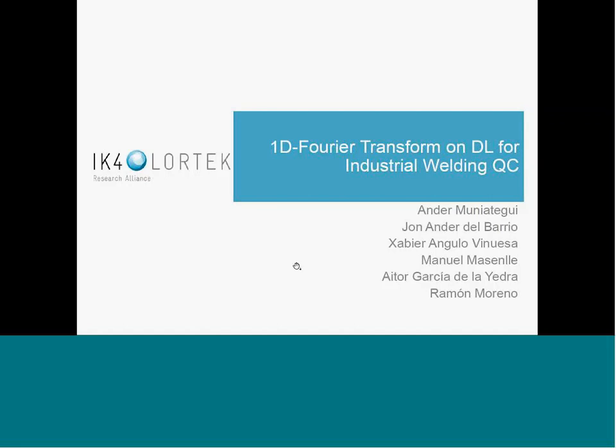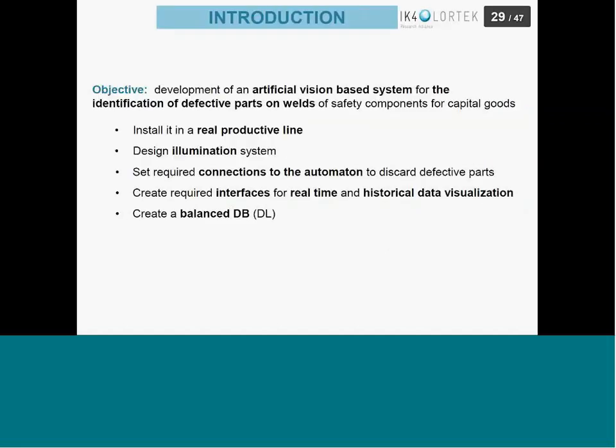This part corresponds to another example of deep learning application in industrial welding quality control of welded parts. Here, the main objectives have been to create a database that can be used in deep learning model training. The objective of this work has been the development of an artificial vision-based system for the identification of defective parts on welds of safety components for capital goods. It was implanted in a real productive line, and it required the design of an illumination system, setting the connections to the automaton to discard defective parts, creating the required interfaces for visualization, and creating a balanced database for deep learning models.